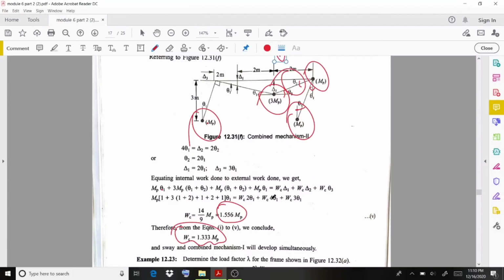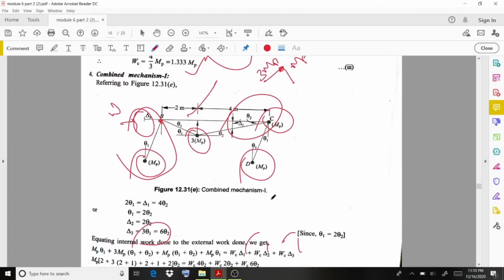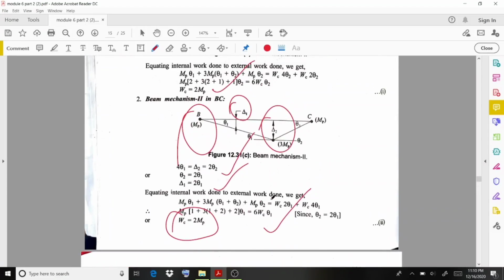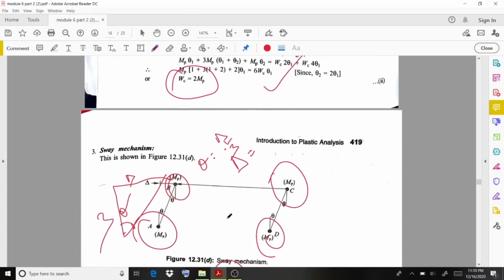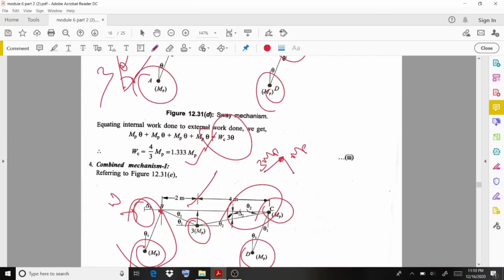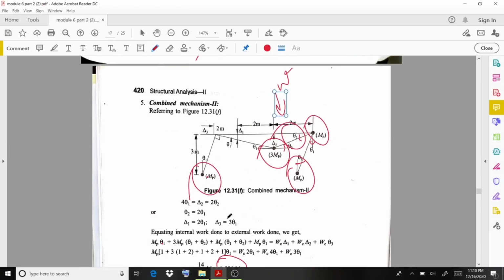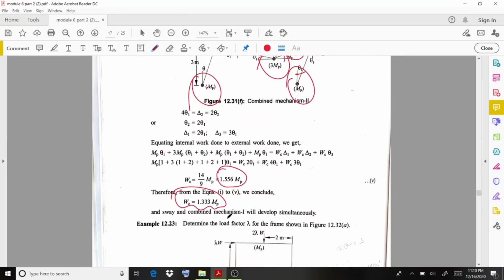So out of these values, if you compare, starting from the beam mechanism, the Wc is going to be 2Mp, and then coming to the second, the sway mechanism, the value reduces to 1.33 Mp. Then coming to the combined mechanisms, the value is going to be 1.56 Mp. So out of these three values, the smaller value is 1.33 Mp. That's why we consider the collapse load as 1.33 Mp.